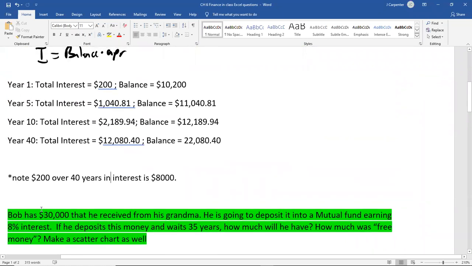All right, second problem. Bob's got 30 grand that he receives from his grandma, whether it was over a good thing or, you know, maybe a sad thing. Sob story there that we're just going to skip. He is going to deposit into a mutual fund. Again, this is basically a type of retirement account.